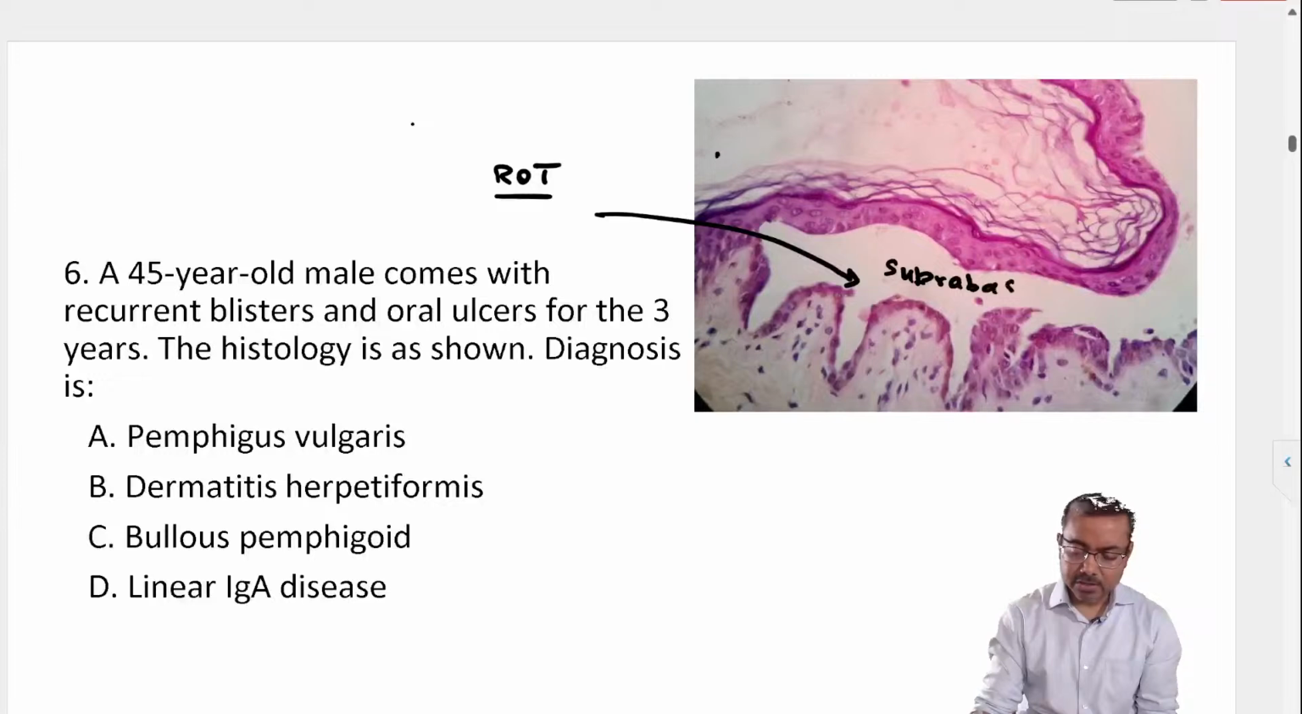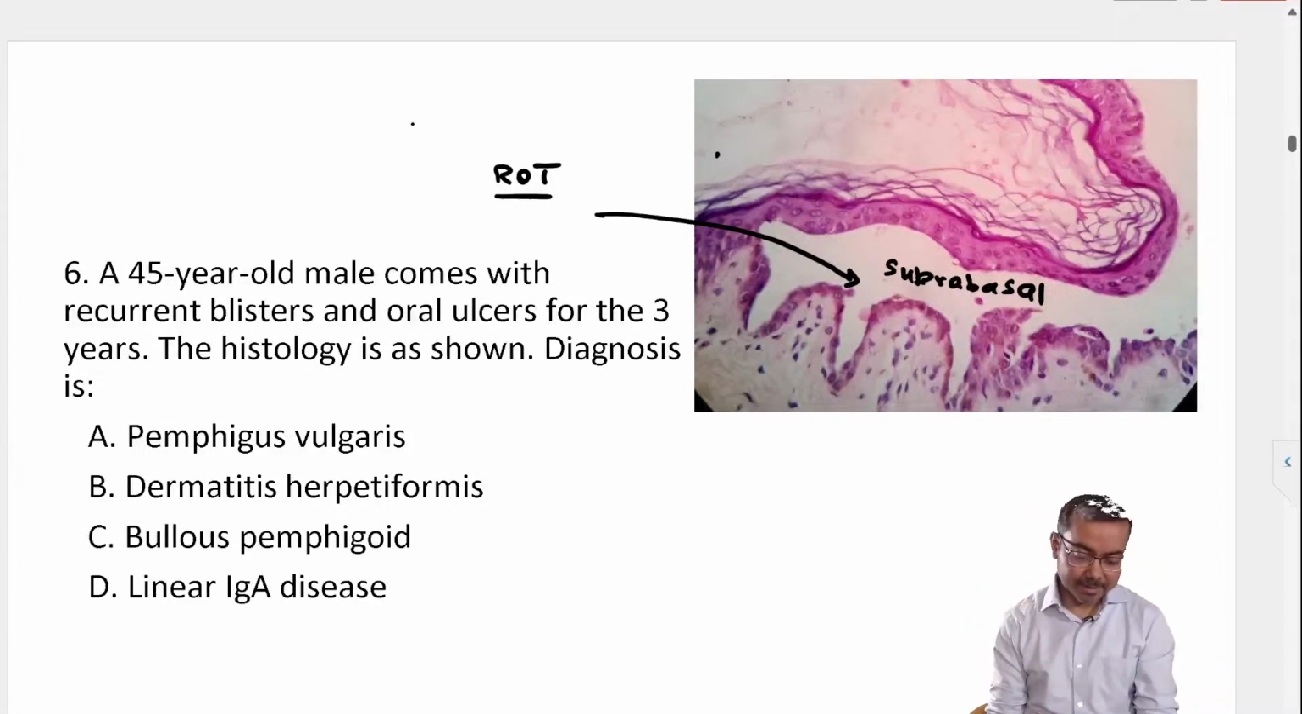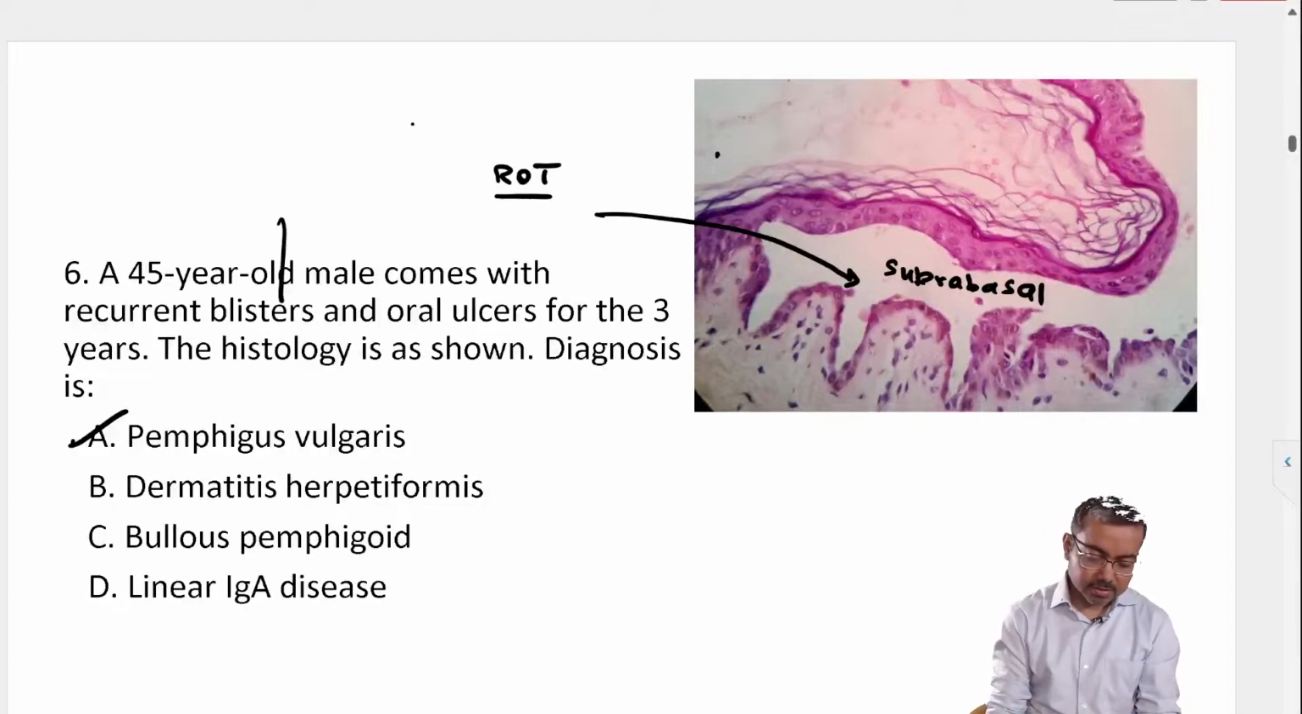It's a very simple question. I don't think you will have too much trouble identifying this. If it comes, you will be very happy. So it's obviously pemphigus vulgaris. You can see these two things. We call this mucocutaneous pemphigus vulgaris.